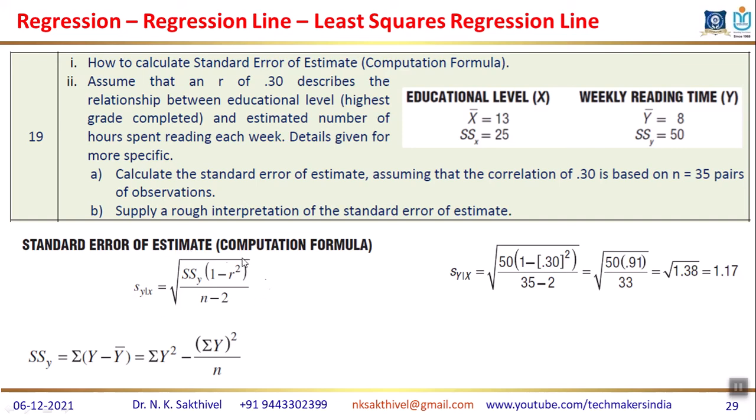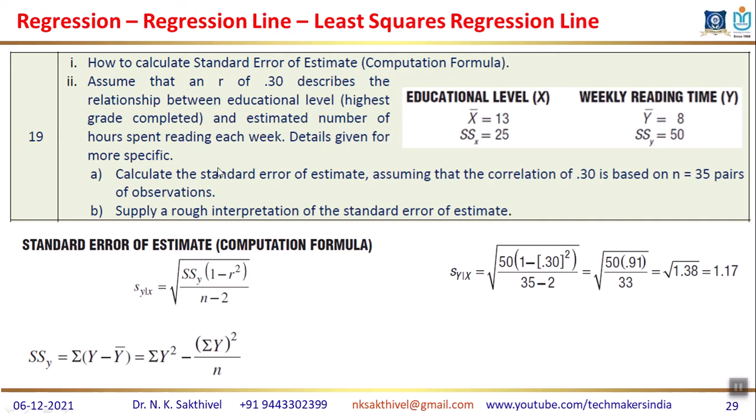This is a very important one, a very simple calculation. It is worth 10 marks or 8 marks, depending upon the question paper setup. So how is it possible? Calculate the standard error of estimate, assuming that the correlation is 0.3 and based on n equal to 35. Apply these values in this equation and you will get it.